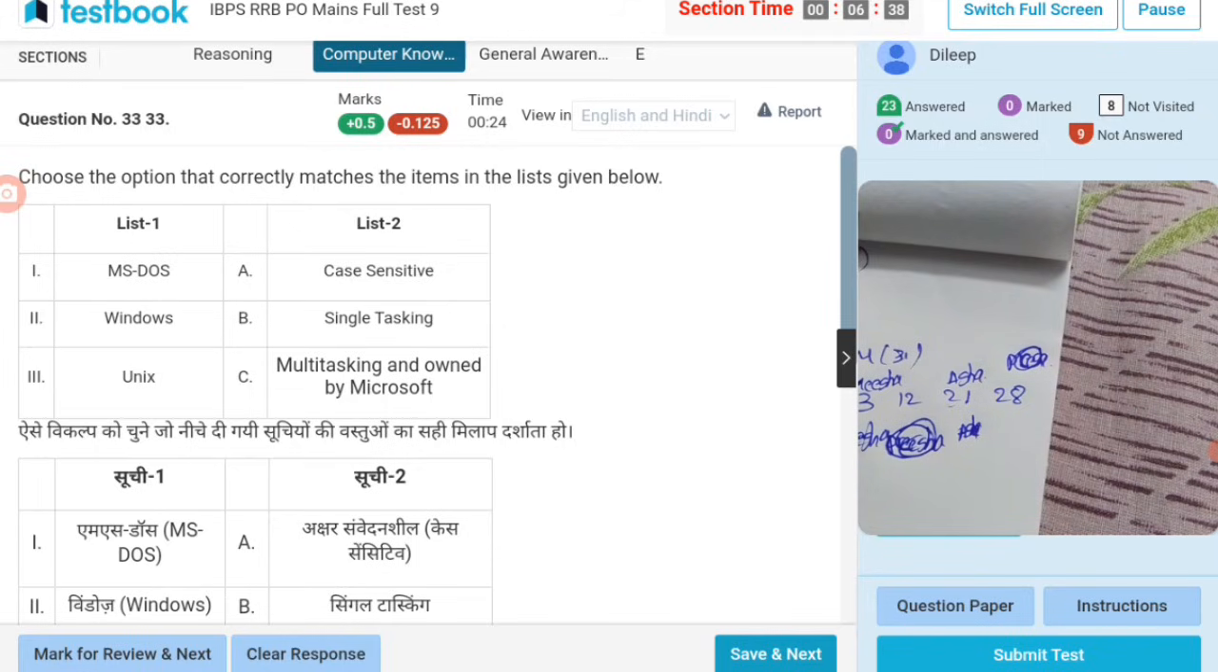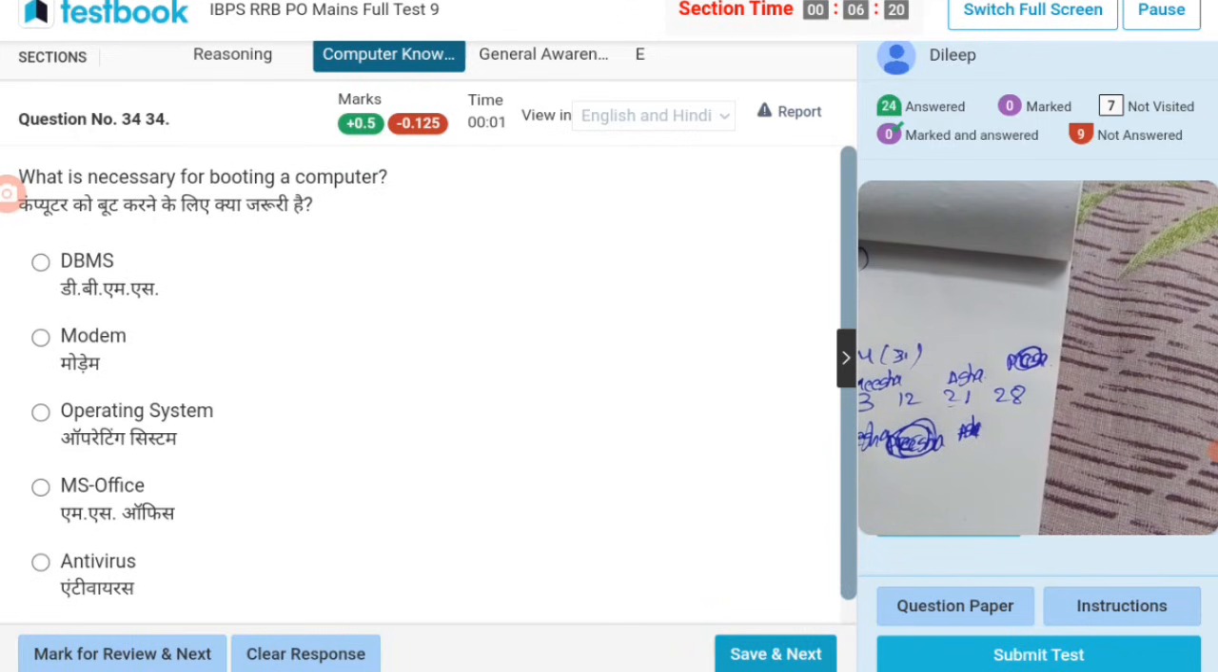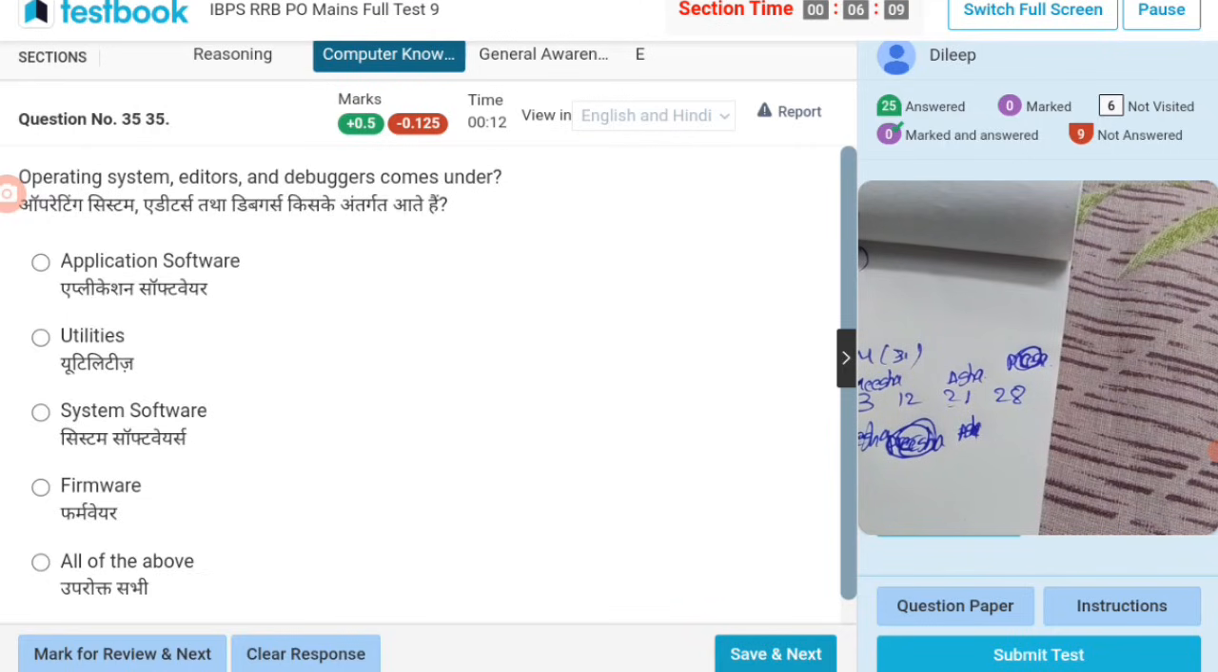1B, 2A. So 1C, 3B, 2A. Next, what is necessary for booting a computer? Operating system. Operating system editors and debuggers comes under firmware or system software.